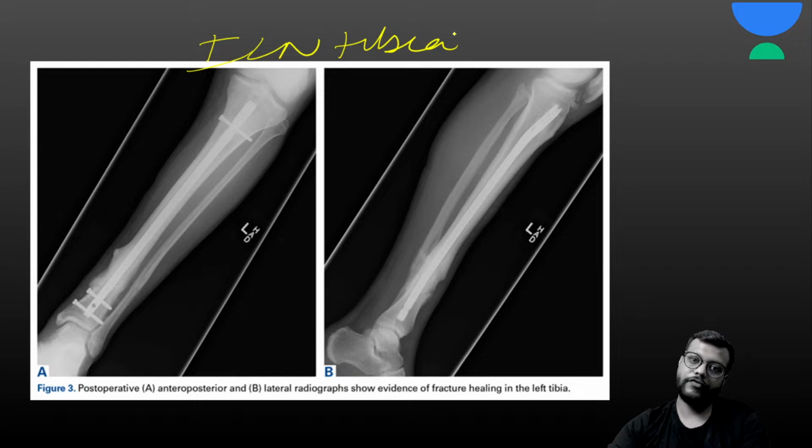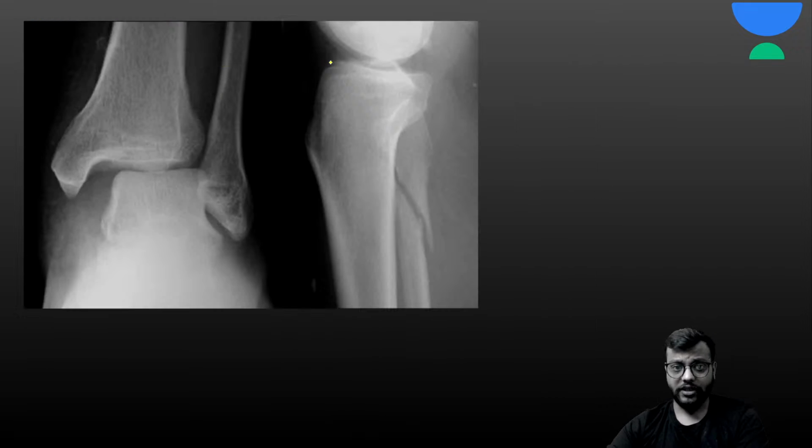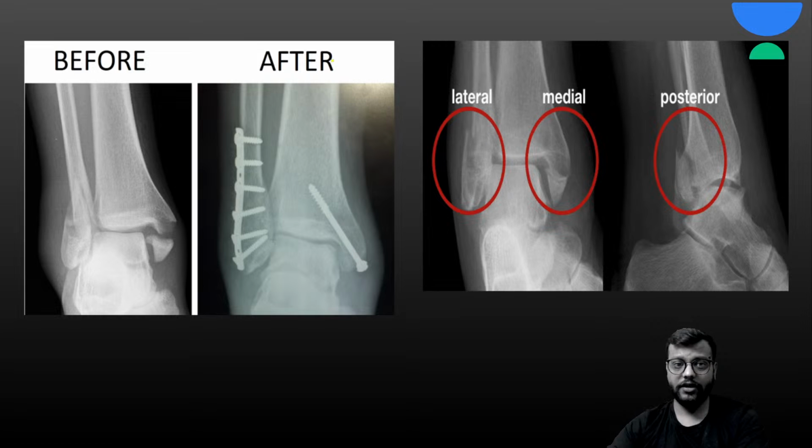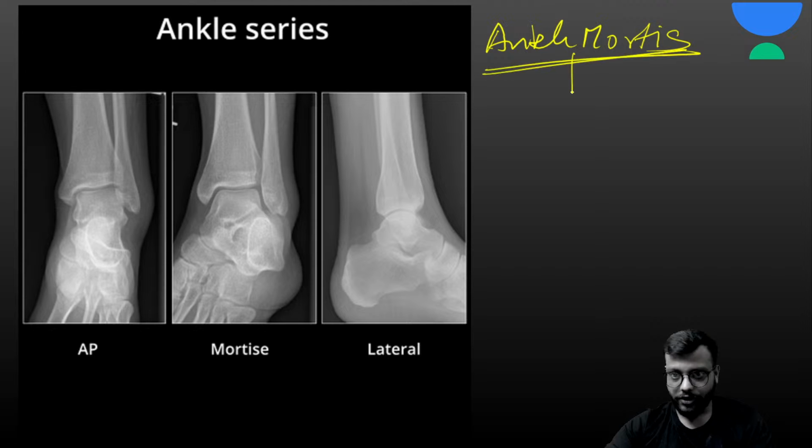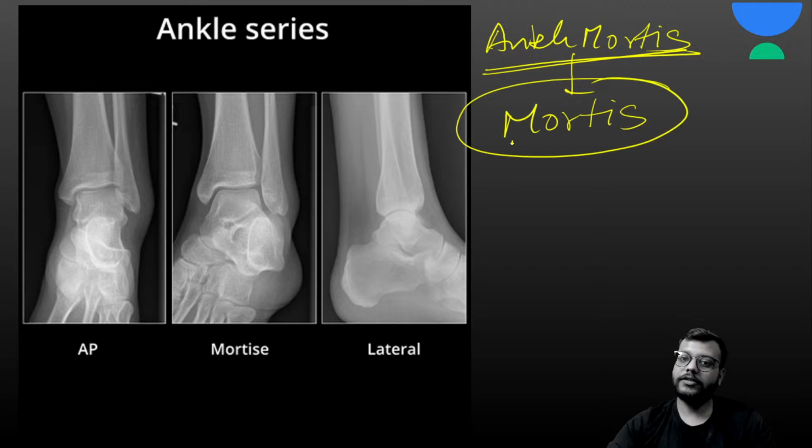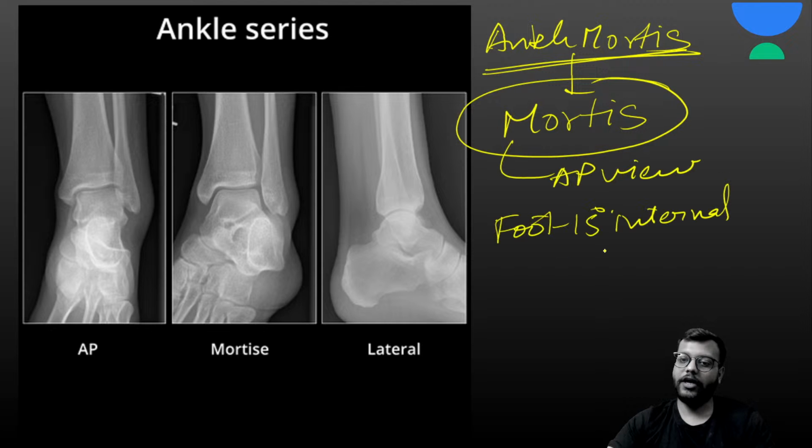Okay, so now we'll come to the ankle series. Ankle series is important and in this, firstly you have to learn about the ankle mortise, and to see the ankle mortise you need to do the mortise view. Now what is mortise view? It is an AP view, anteroposterior view, with foot in 15 degrees internal rotation. 15 degrees, foot or ankle in the 15 degrees internal rotation.